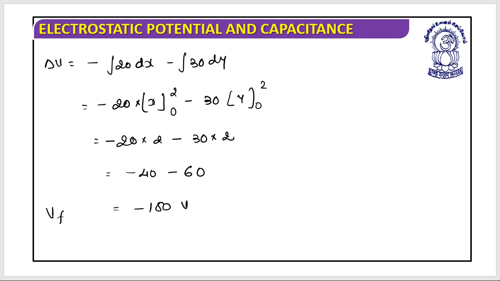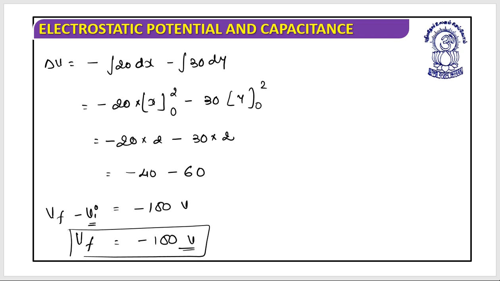This is V final minus V initial. But as they said, it's 0 at the origin. So V final would be equal to minus 100 volt. I hope these things are clear to you. And from next onwards, you will be able to solve this kind of questions. Will you be able to solve this kind of questions? Are you sure? Can it be done?